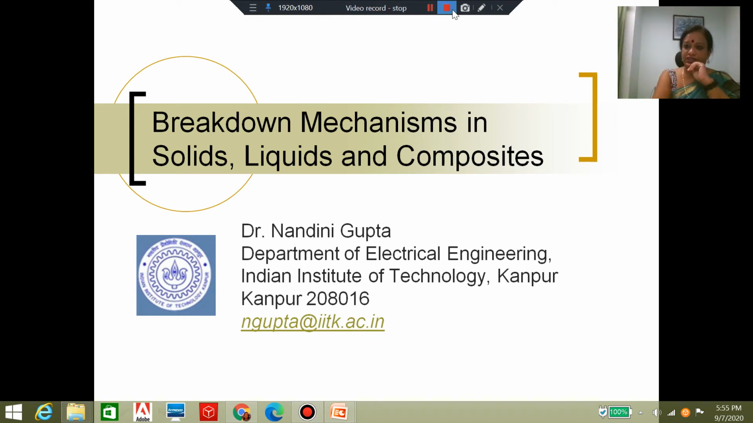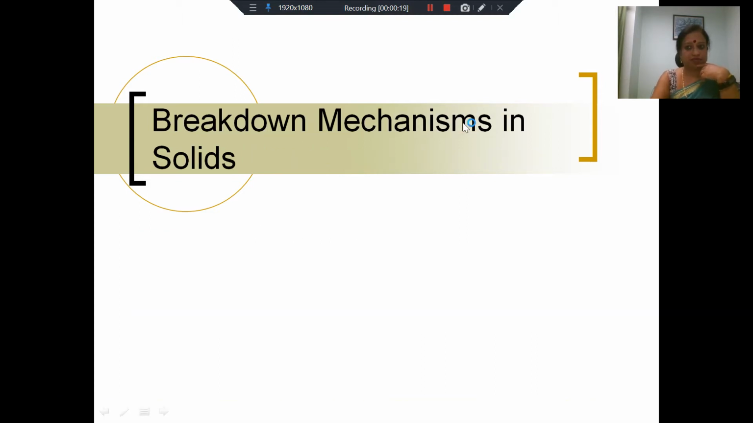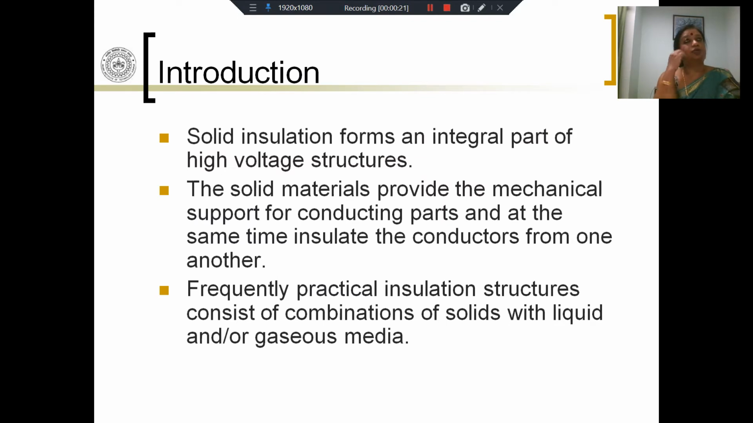So now that we have discussed breakdown mechanisms in gases, let us see what the breakdown mechanisms are and how breakdown actually proceeds in solid materials. After we've discussed solids, we'll also go on to discuss liquids and composite materials. But right now, let us concentrate on solid materials. After gases, the most commonly used kind of matter for insulation is solids.